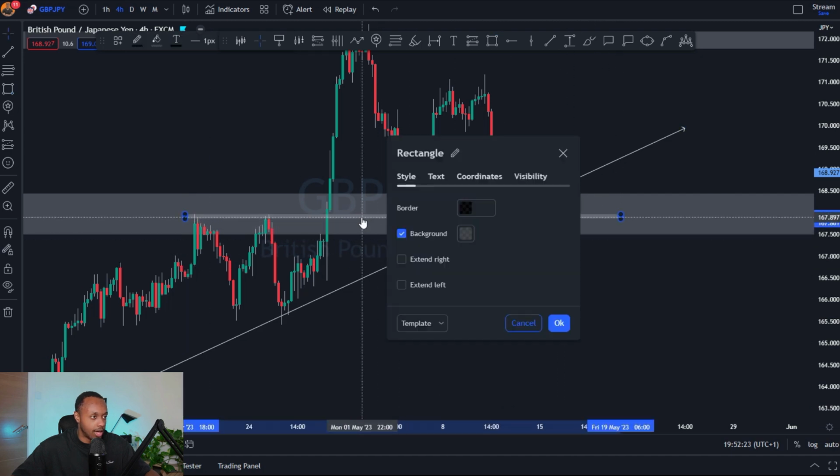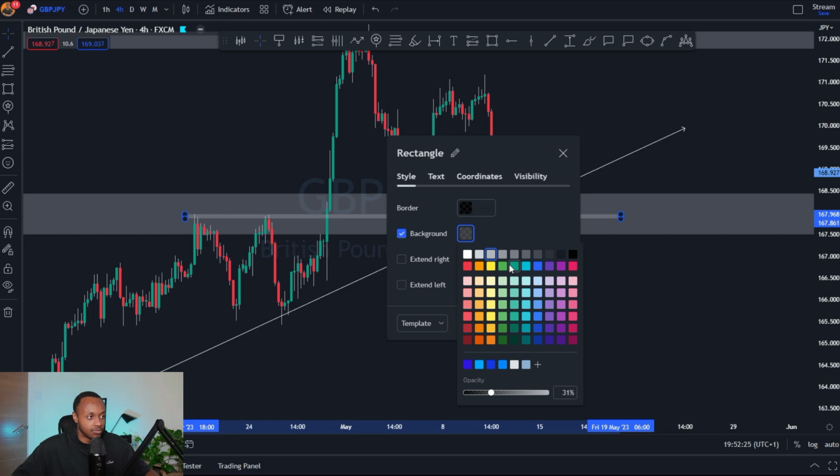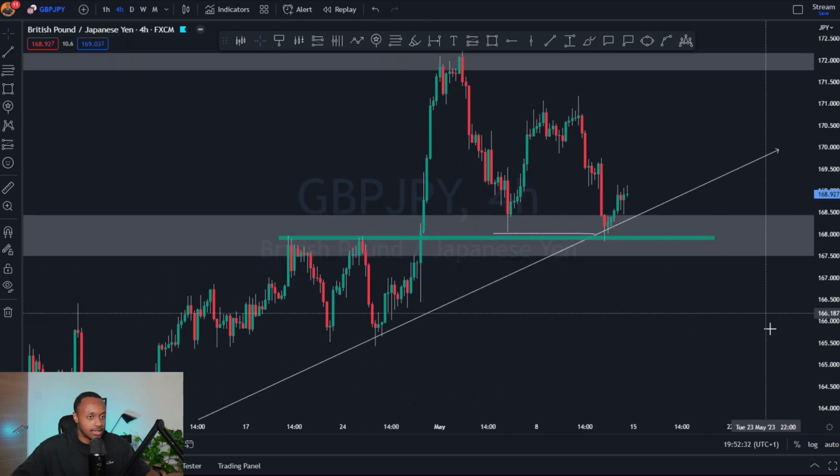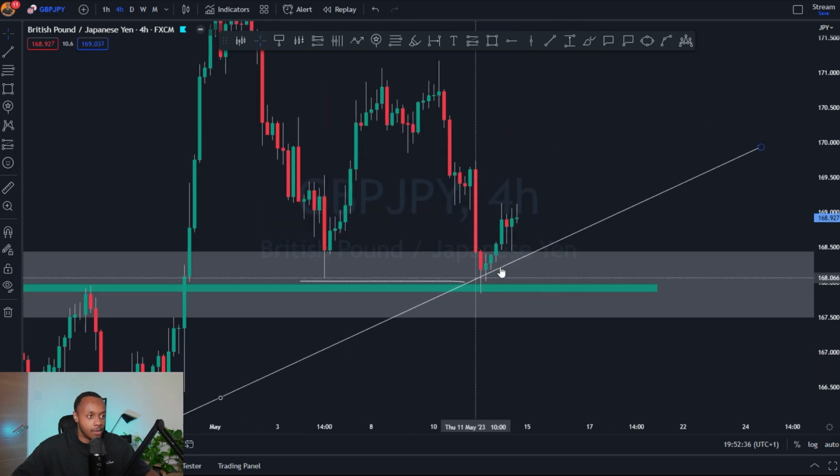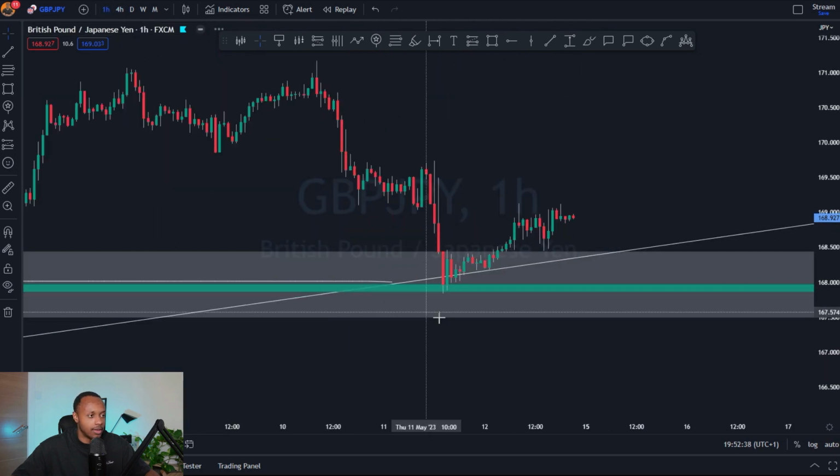Let me see if I can change the color of that to make it stand out. We'll go green, might as well. Okay, so as you can see, this level of resistance here didn't quite get tested last week. We just missed it. Now we've come back to test it. Didn't quite get the entry there because I believe it was out of session.